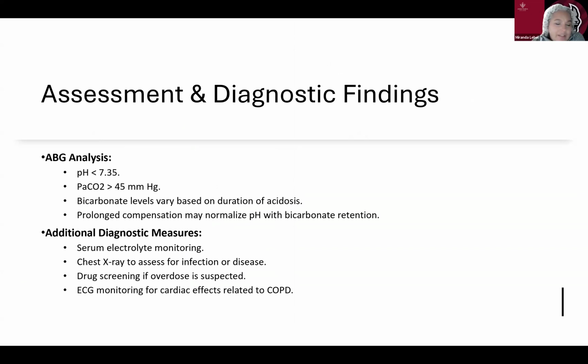Our assessment and diagnostic findings. We're going to have a pH of 7.35, PaCO2 of greater than 45. Your bicarb levels are going to vary based on duration of acidosis. Prolonged compensation may normalize pH with bicarb retention. We're going to look at serum electrolytes, chest x-rays, drug screening, and ECG monitoring.